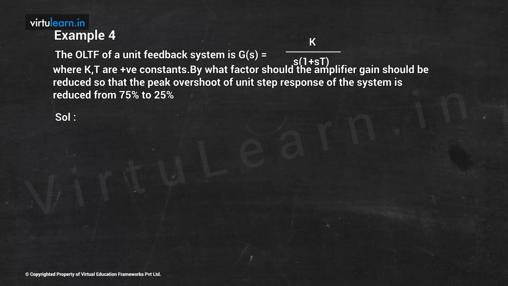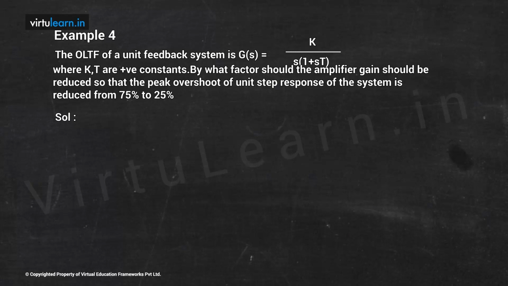So we need to find by what percentage we need to reduce the amplifier gain to reduce the peak overshoot from 75% to 25%. We know the effect of the peak overshoot: it should always be very small. Ideally the zeta value is around 0.7, but in this case we are getting 75% peak overshoot, and I am going to reduce that peak overshoot to 25%.